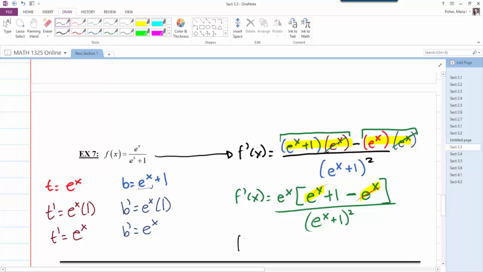Therefore, f prime of x is going to equal, well, e to the x times 1, because the only thing that's going to be left inside the parentheses is a 1, it's just going to be e to the x all over e to the x plus 1 squared. So we end up with e to the x all over e to the x plus 1 squared.